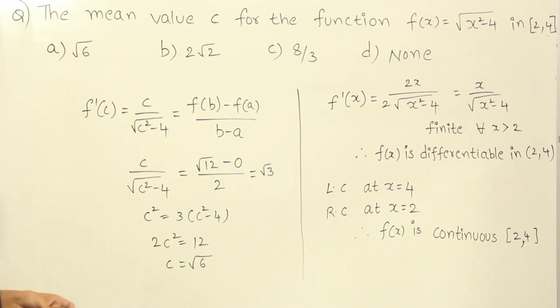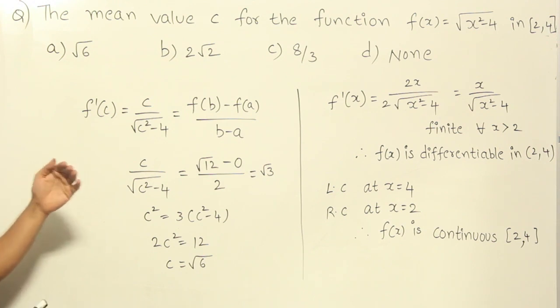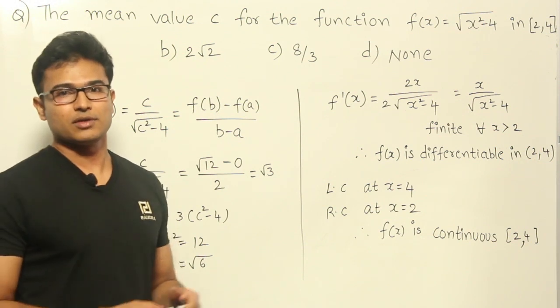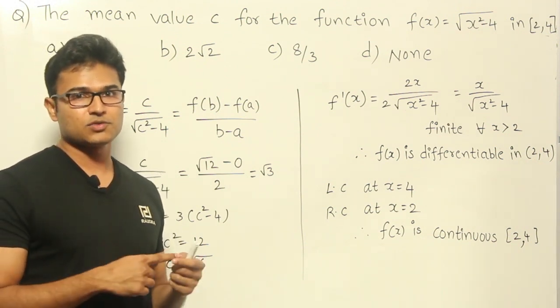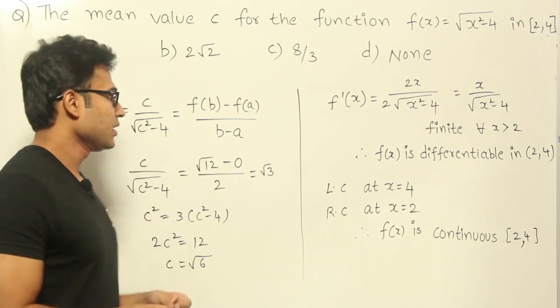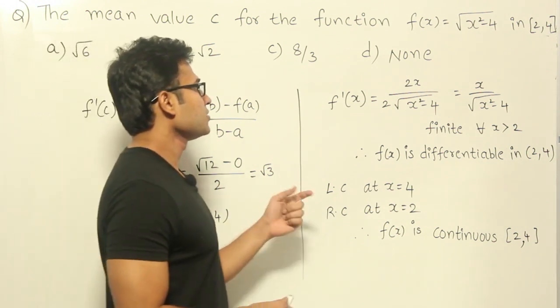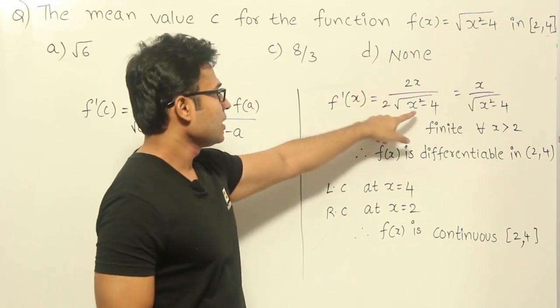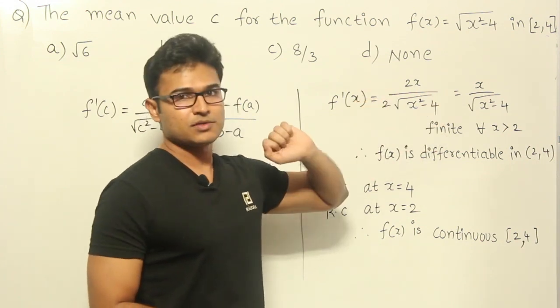So how to find it? First of all, before going ahead and finding it, let's see whether we could apply any theorem here or not. In order to apply any theorem, the function has to be continuous and differentiable, right? So if you check differentiability, let's try to find f dash of x. F dash of x happens to be x by square root of x square minus 4.